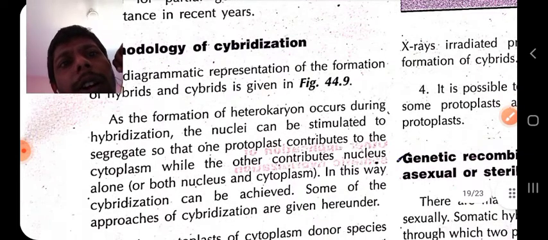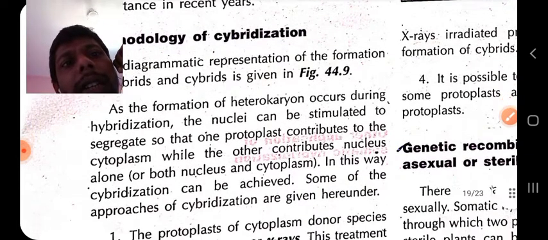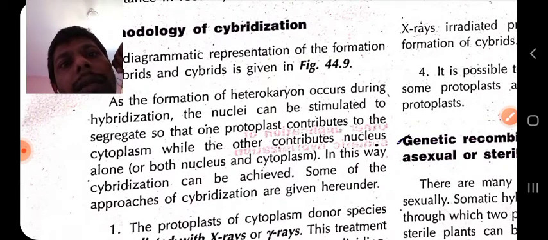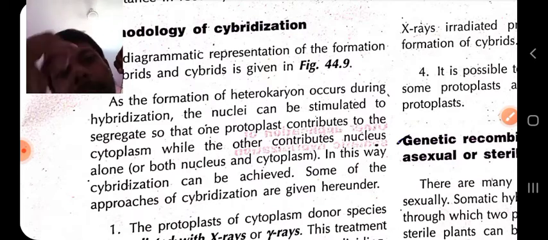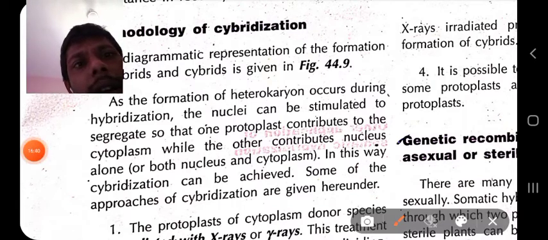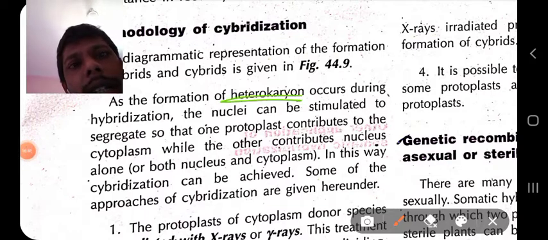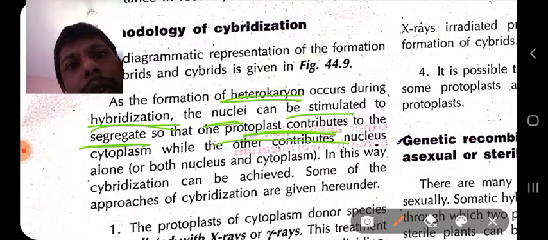So, as the heterokaryon forms during hybridization, the nuclei can be stimulated to segregate, meaning separate, so that one protoplast will contribute only the cytoplasm while the other protoplast will contribute the nucleus alone, or both can contribute the nucleus and cytoplasm. In this way, hybridization can be achieved.